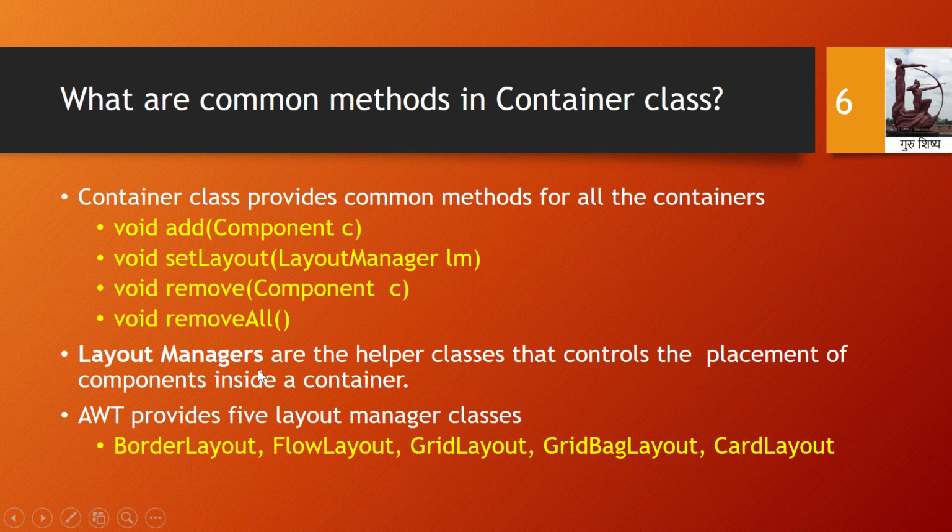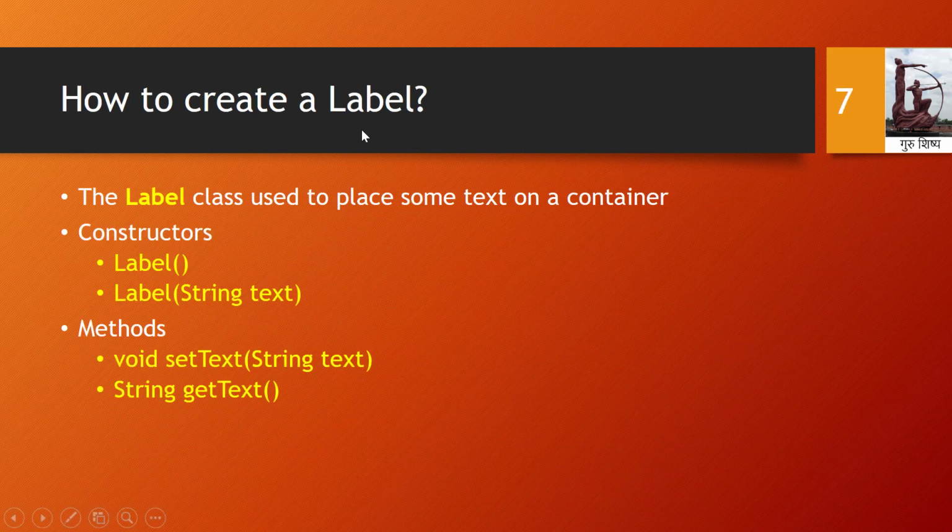So there are certain layout managers we're talking about. Layout managers are helper classes that control the placement of components inside the container. AWT provides 5 layout managers: border layout, flow layout, grid layout, grid bag layout, and card layout. You will learn about the role of these managers. We will go ahead with a demo and see all this. But before that, you must know how to create all these components. So let's take an example.